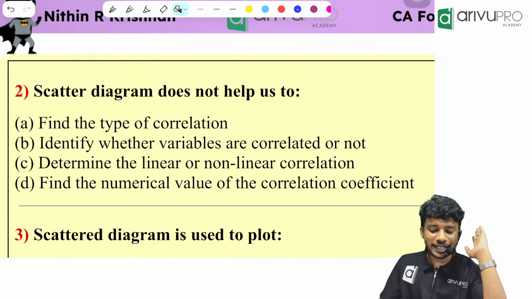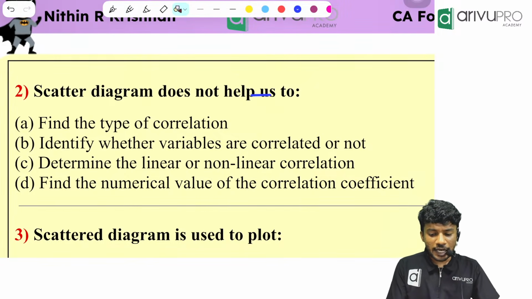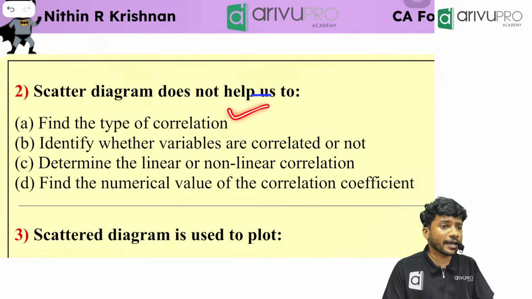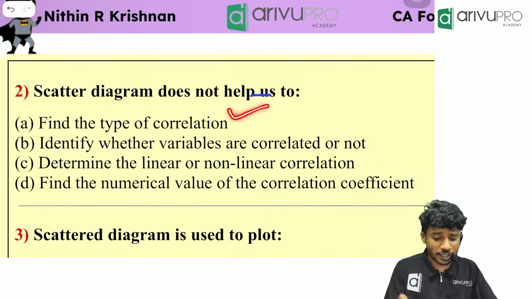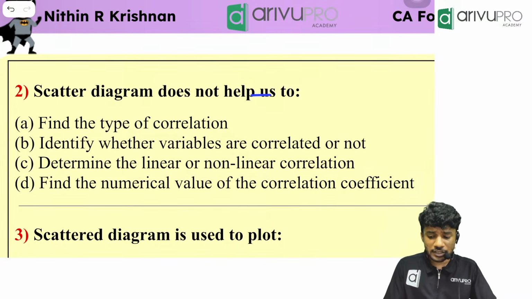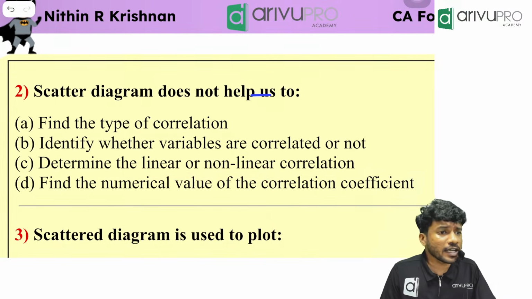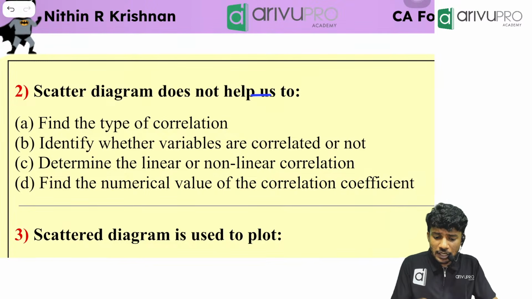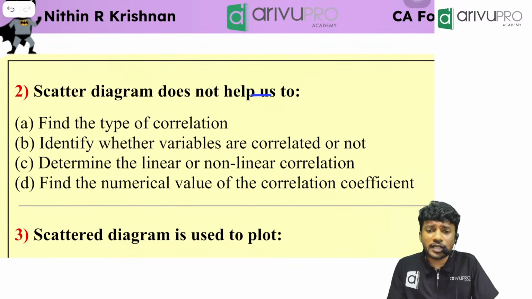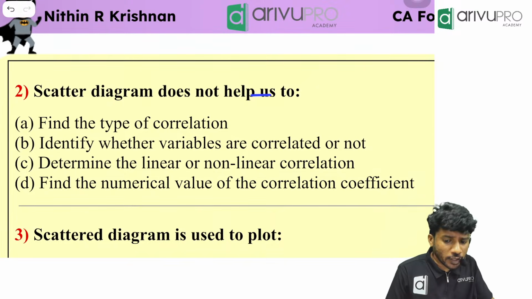Yeah, scatter diagram does not help us to... Can we find the type of correlation? Yes, I can find positive, negative or zero correlation. I can then determine linear or non-linear correlation, in the sense that when I draw the graph, I can make that happen. Then identify whether they are correlated or not. I can find whether they are correlated or not.